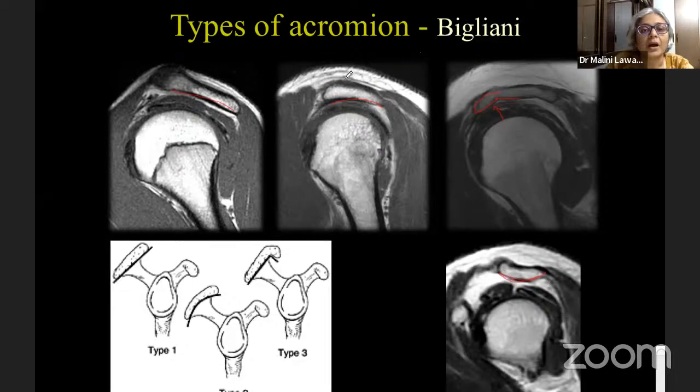Now, everyone will have some type of undersurface of the acromion out of these four. But type 3 is the one which is most associated with impingement and tendon tear. So normally we don't mention it in our reports if we have these three. But when you have this one, we do mention it. This or this, we do mention it. But it doesn't mean that everyone with a type 3 acromion undersurface will have impingement.